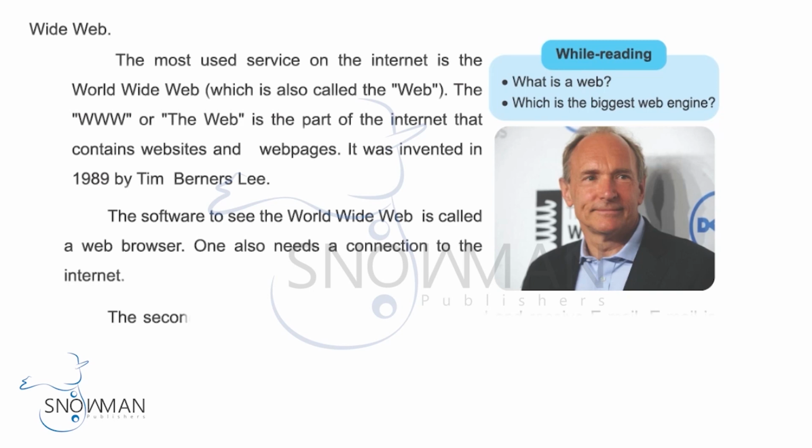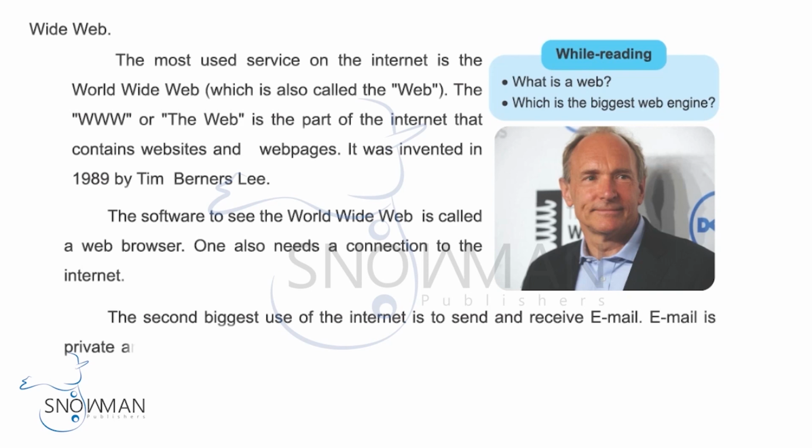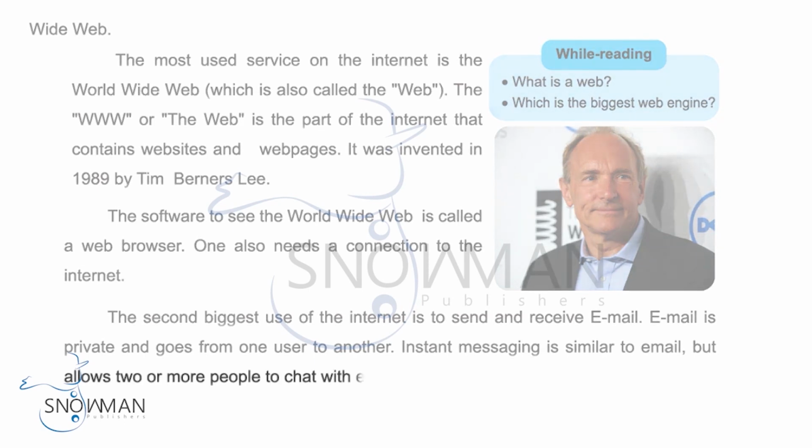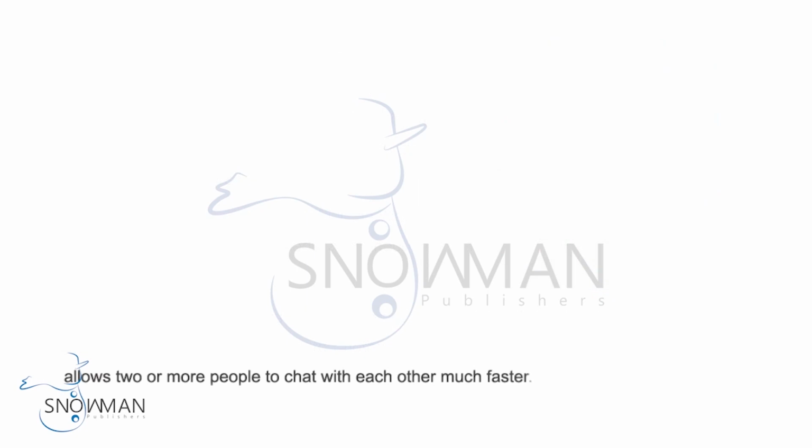The second biggest use of the Internet is to send and receive email. Email is private and goes from one user to another. Instant messaging is similar to email but allows two or more people to chat with each other much faster.